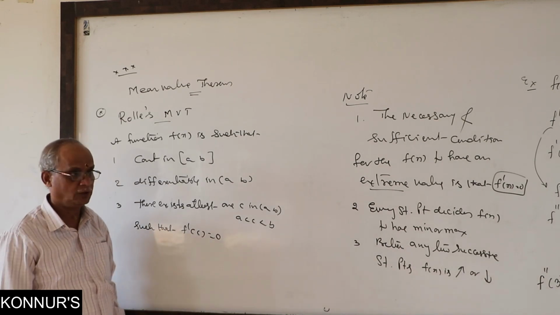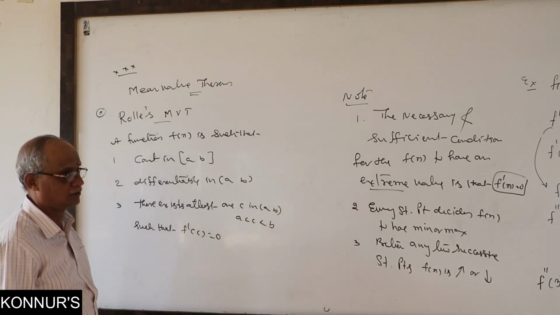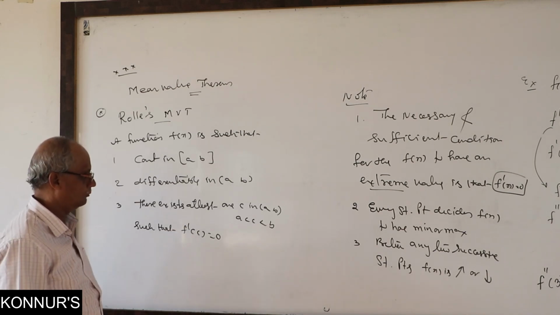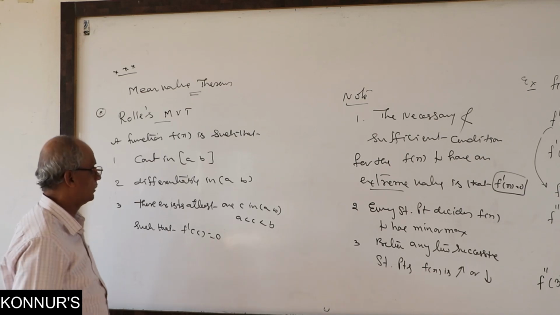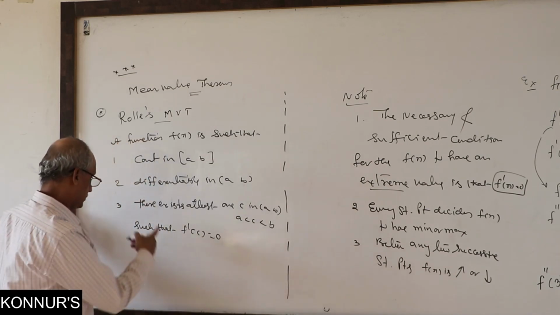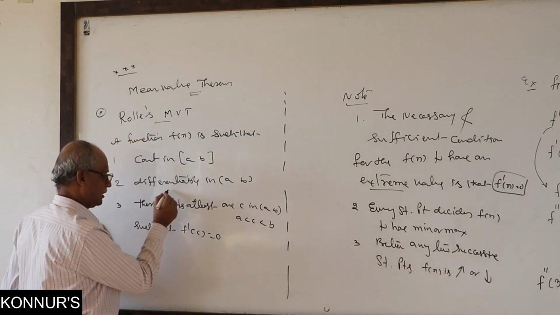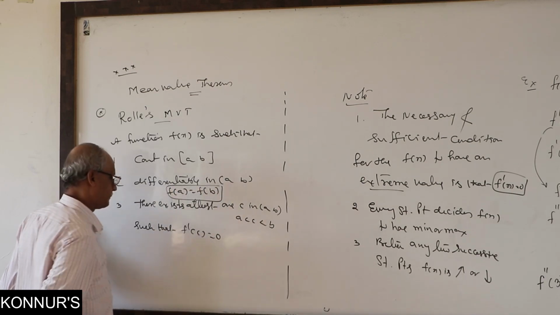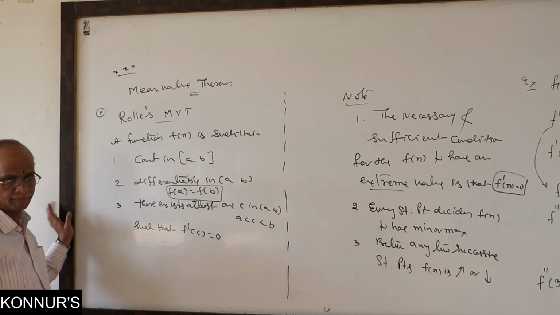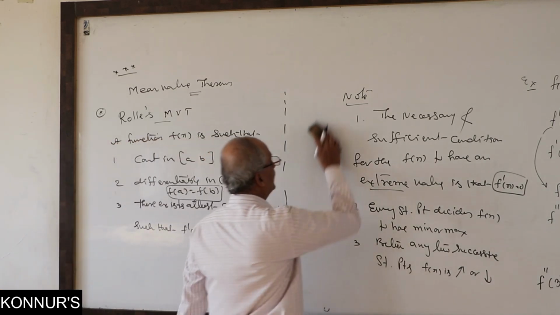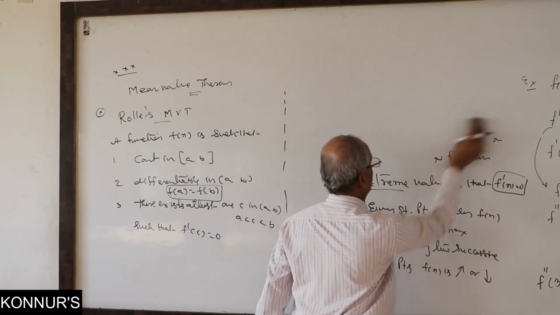When the derivative is 0, what is the meaning? The tangent is parallel to the x-axis. Compulsory. At least, I told you, minimum 1. There can be more than 1, 2, 3, 4 also, not an issue. It is possible. But what is finally here? Suppose you have a function differentiable in (a, b) such that end values are equal, f(a) equal to f(b). When they are equal, it means y coordinates are equal. Then this is possible. What is the graphical explanation for this?